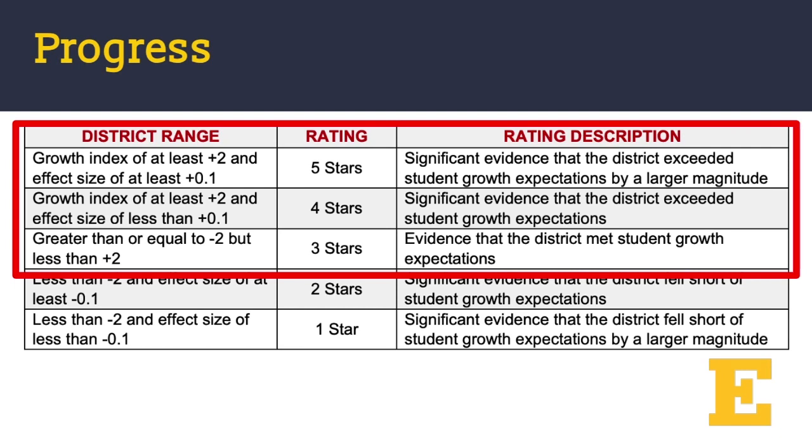There are two measurements that they look at to determine how many stars you get in progress. The growth index and the effect size are used to determine if the district met or exceeded growth. You'll notice that 3 stars indicates that there was evidence in those two measures that the district met growth expectations, where 4 stars means that there's significant evidence that the district exceeded student growth expectations.